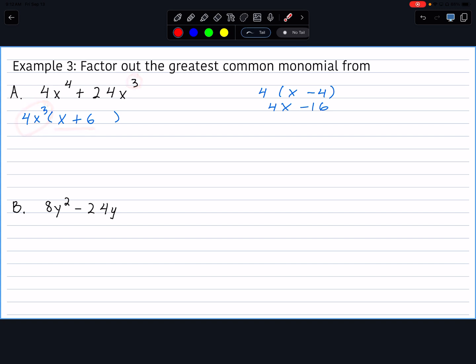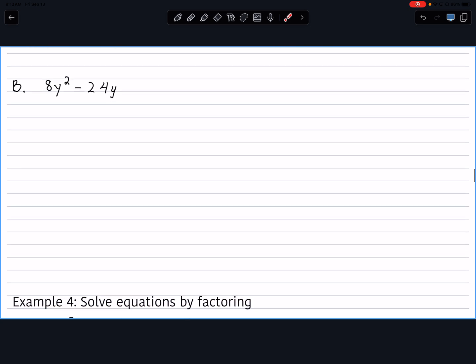And you can check yourself, which is really nice. Obviously, don't do it as part of your answer, but you could do it as scratch work. So 4x cubed times x is 4x to the 4th. 4x cubed times 6 is 24x cubed. So it's a nice quick check for you. Okay? Why don't you do B?